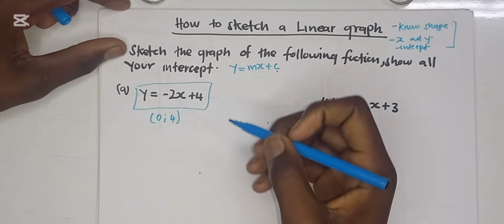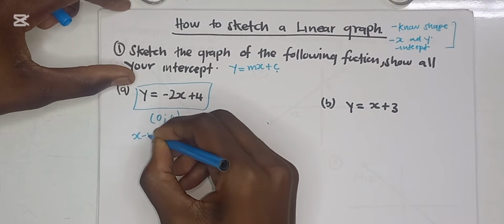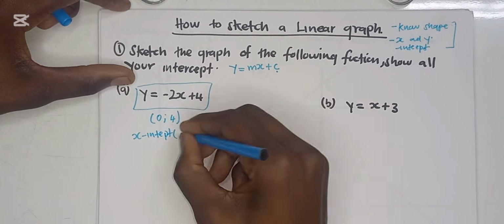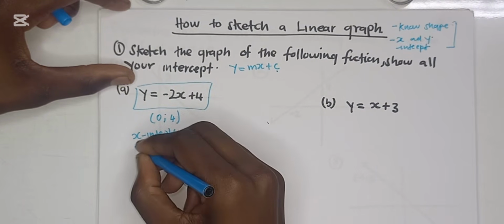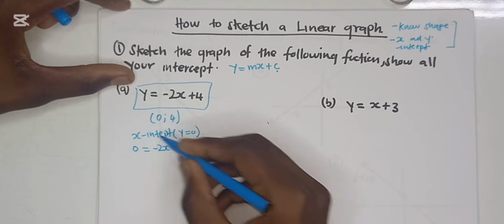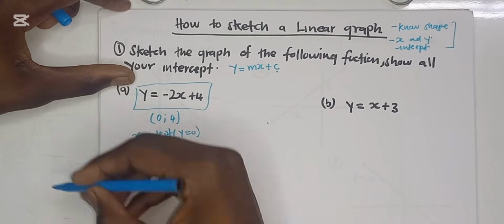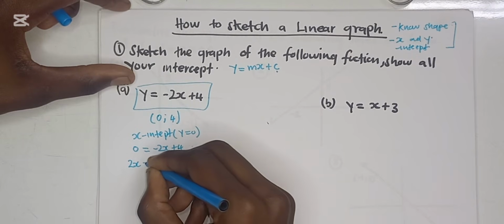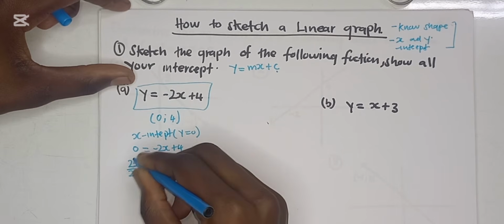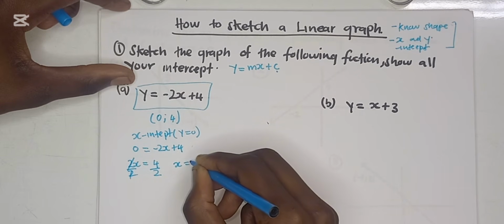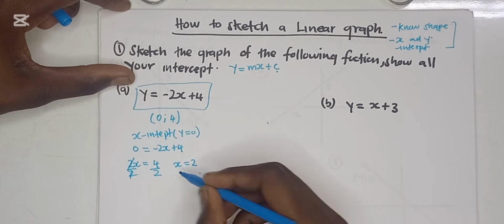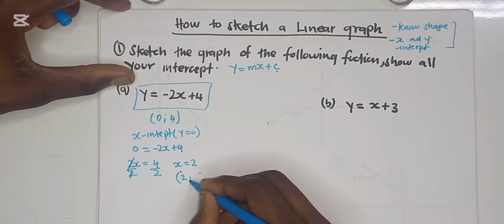Now we have to look for the x-intercept of this graph. To look for the x-intercept, we have to let y be equal to 0. So I'm going to put 0 here: 0 equals negative 2x plus 4. I like to take this negative to the other side so that it becomes positive. Now 2x equals 4, and then I divide both sides by 2, and my x is going to be equal to 2. Remember, this is not the x-intercept. The x-intercept is the coordinate they are looking for. So the coordinate is going to be (2, 0).